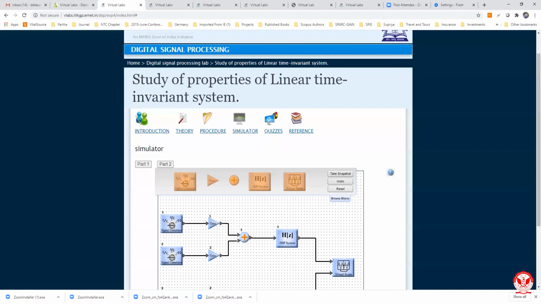So I believe that you have gone through three labs and you would have understood most of the things related to LTI systems, sampling and other topics. So if you have any questions, we'd be happy to answer them.